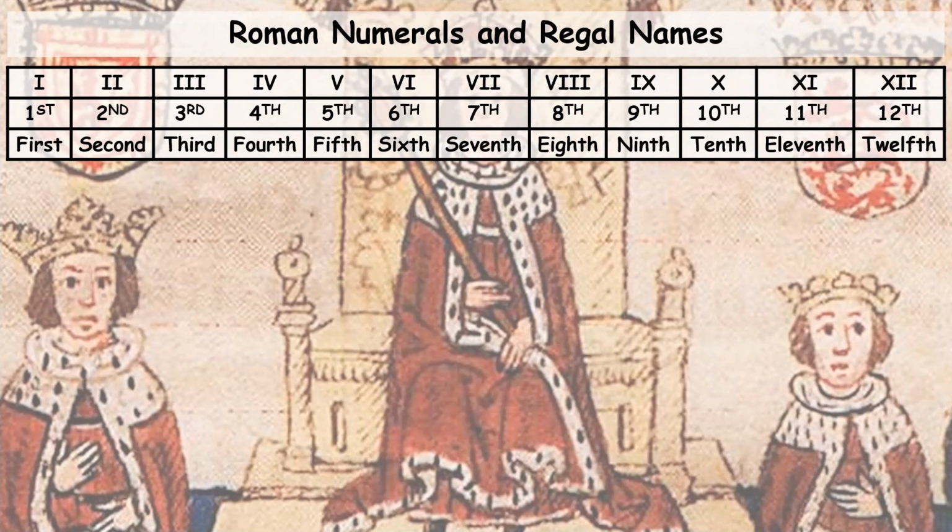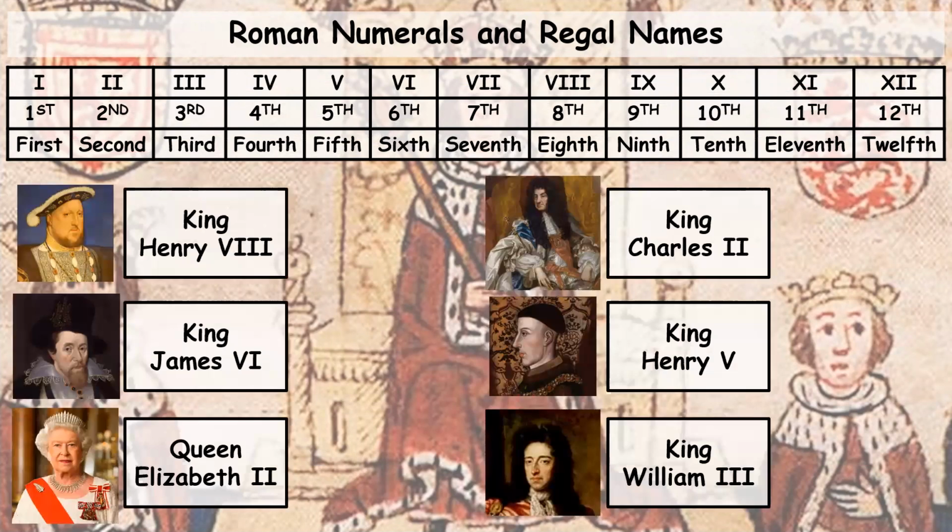Roman numerals are letters that represent numbers, or groups of letters that represent numbers. You may see them on some clock faces and watch faces. They get used a lot less now, but they're still used for kings and queens. Here we have 6 kings and queens with their regal names and their Roman numerals behind them.